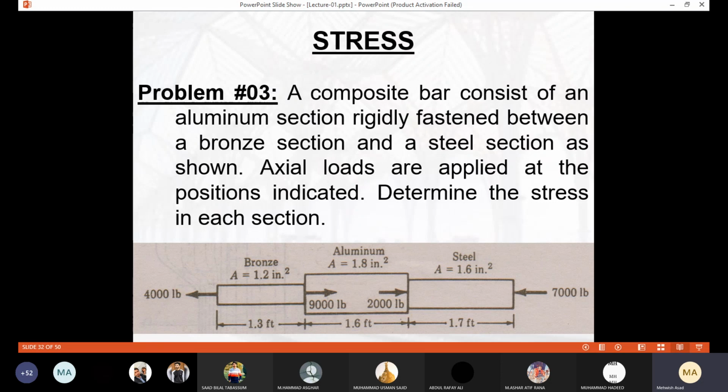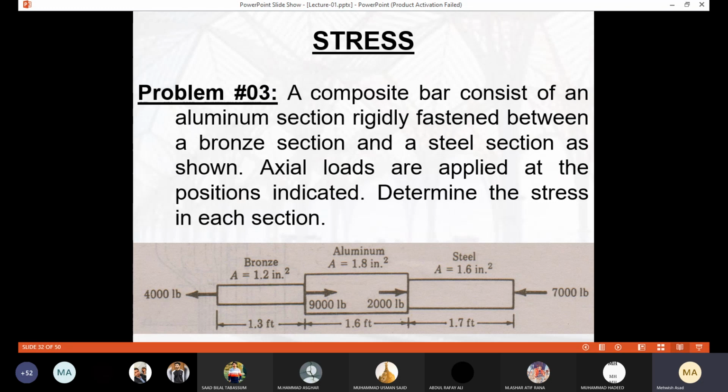Means this is a bar made up of different materials and of different cross sections. Different materials हैं जिनके साथ उन्होंने एक combined bar बनाई है. So this is a composite bar consisting an aluminum section rigidly fastened between the bronze and a steel section. ठीक है, एक aluminium section है and it is fastened between the bronze and the steel section. Axial loads are applied at the positions indicated.